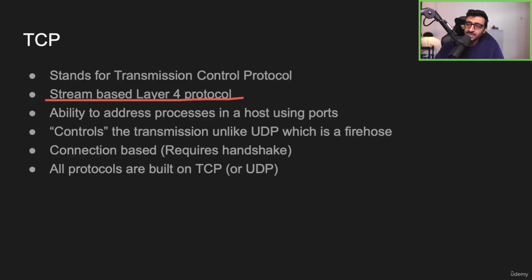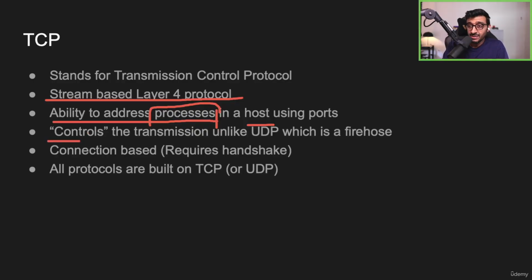So it's stream based, it's layer 4, it's right above the network layer. This is where TCP lives, at layer 4. This is where ports are exposed. This is where the transmission happens. And we have the ability to address processes in a host, right? If you have an IP, you can address a host. If you have a port, you can address processes within the host, which is pretty cool, if you think about it.